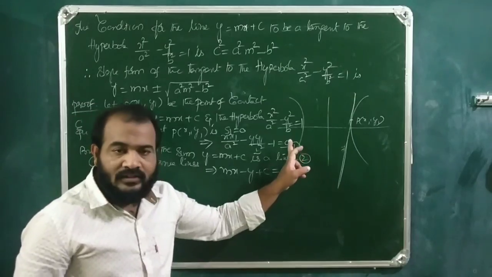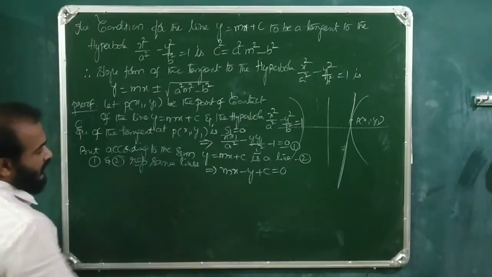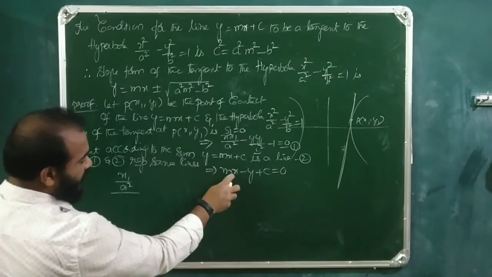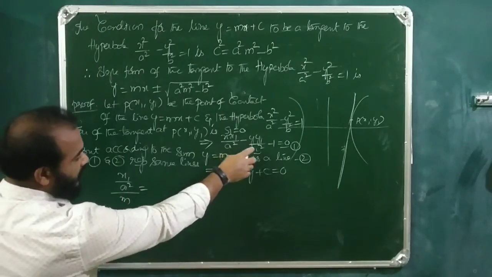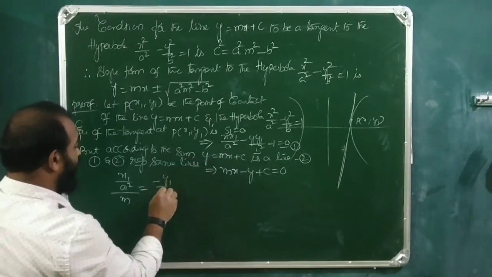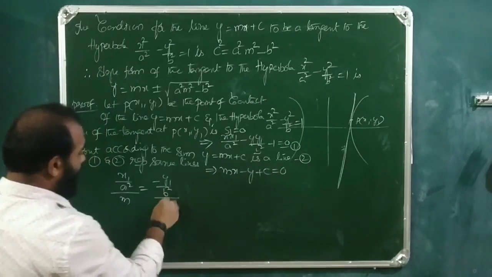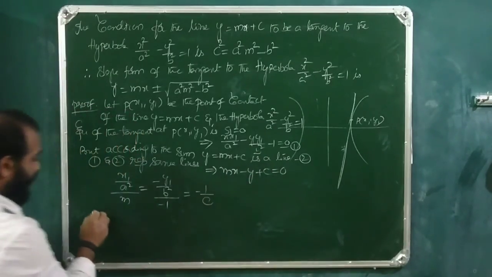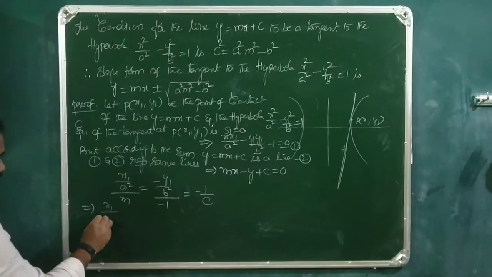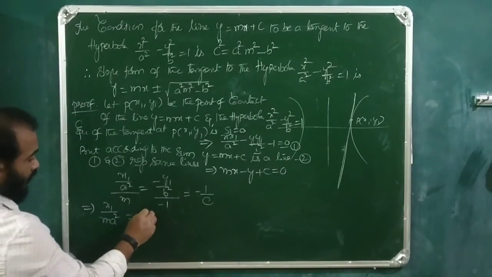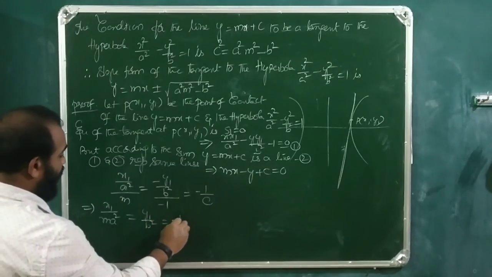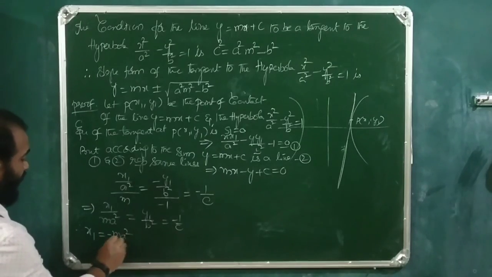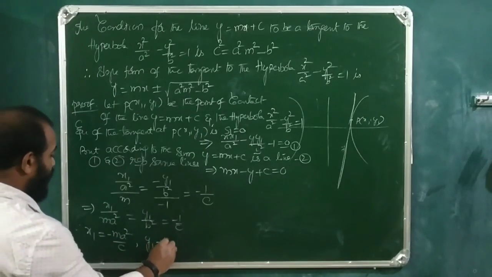So let us compare the coefficients. Comparing the coefficients we get: x coefficient is x1 by a square by x coefficient here m. Y coefficient is minus y1 by b square by y coefficient minus 1. Here minus 1 constant by c. So x1 by m a square is equals to y1 by b square is equals to minus 1 by c. So therefore x1 is equals to minus m a square by c, y1 is equals to b square by c.